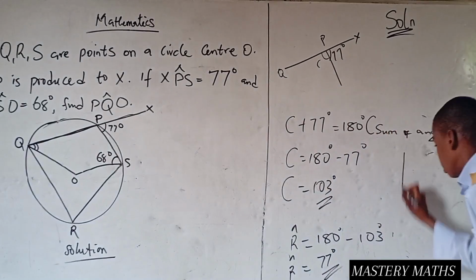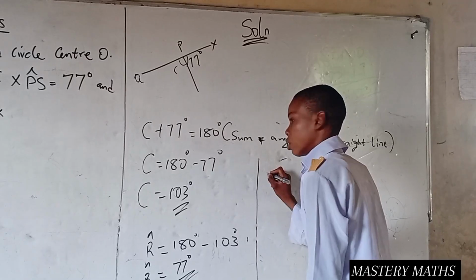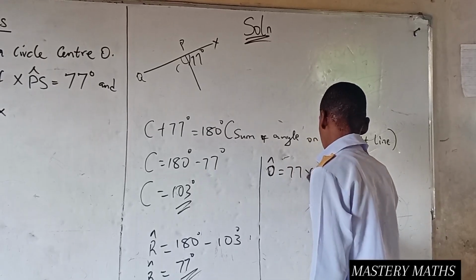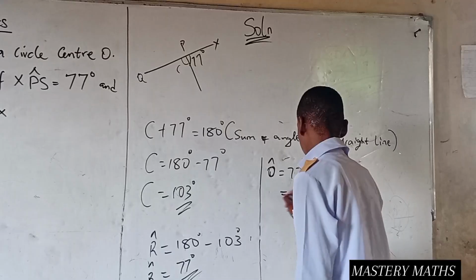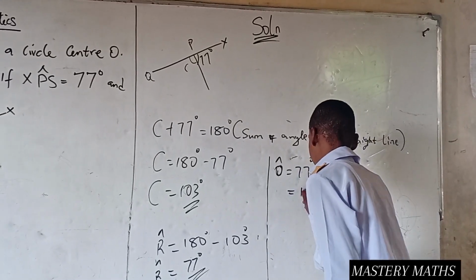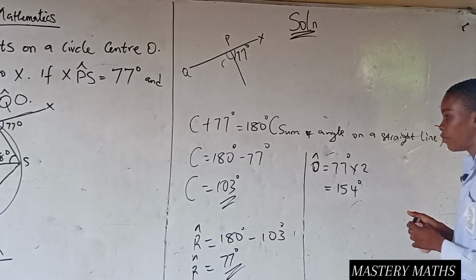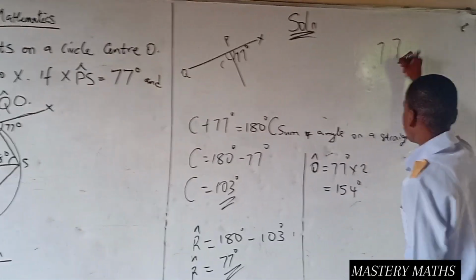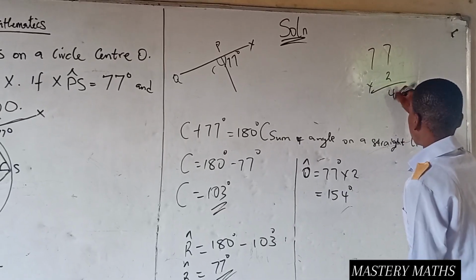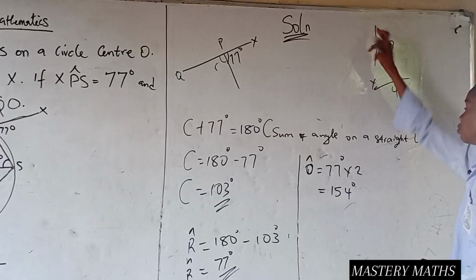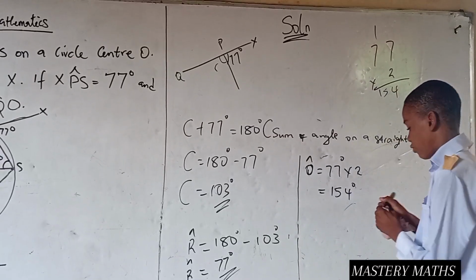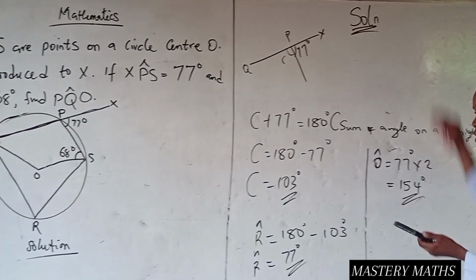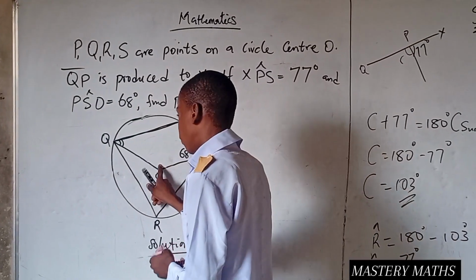We come over this part. Angle O is equal to 77 times 2. We get 154. If you are with your calculator or watching this, you might say I'll get the 154, which is 77 times 2. 7 times 2 is 14, plus 1 is 15, which is 154 degrees. So we are getting this part, which is our 154.